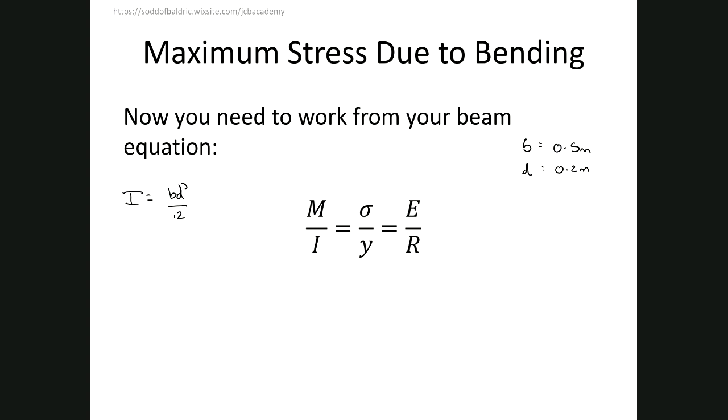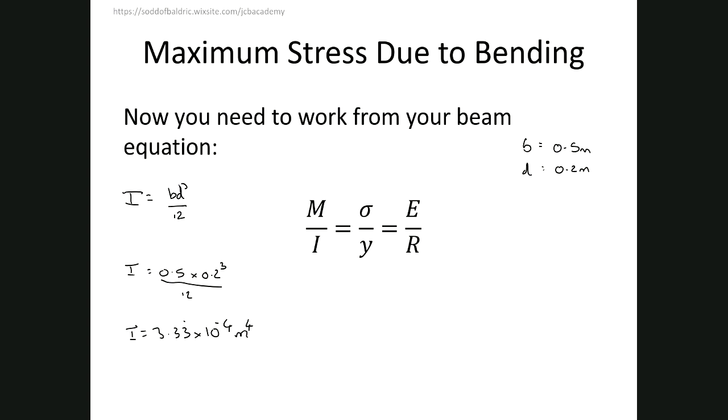Okay, plug our numbers in. I is equal to 0.5 times 0.2 cubed divided by 12, and my second moment of area for this beam is 3.33 recurring times 10 to the minus 4 meters to the power 4. So the unit of second moment of area is meters to the power 4.